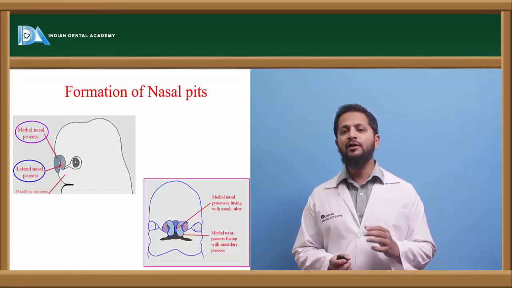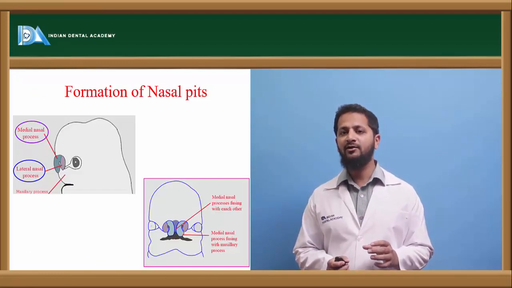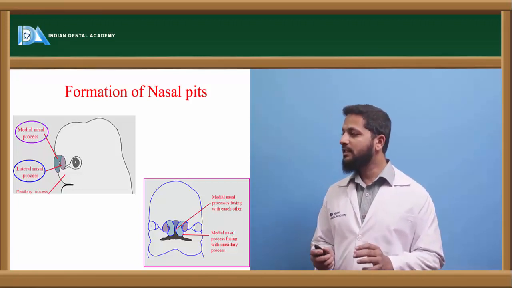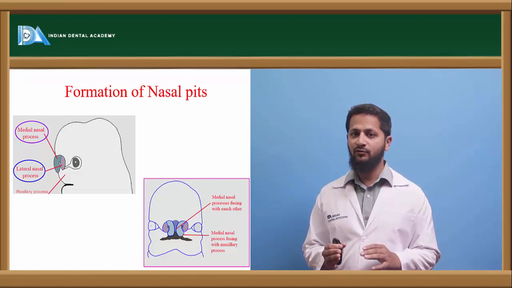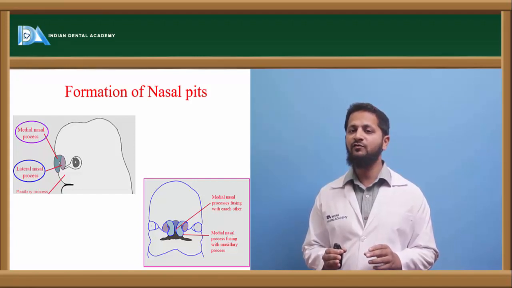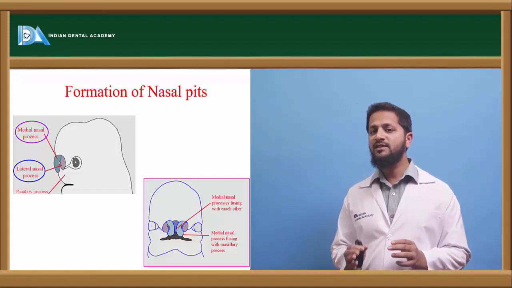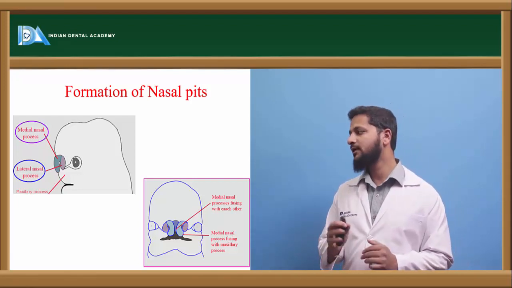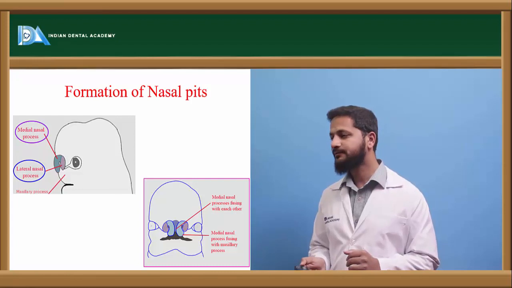The ectoderm over the frontonasal process shows bilateral localized thickenings, which are called nasal placodes. As soon as they form, these nasal placodes sink and result in the production of nasal pits. Because of the nasal pit, the frontonasal process is divided into two parts, the medial nasal process and the lateral nasal process. You can see this in the diagram.